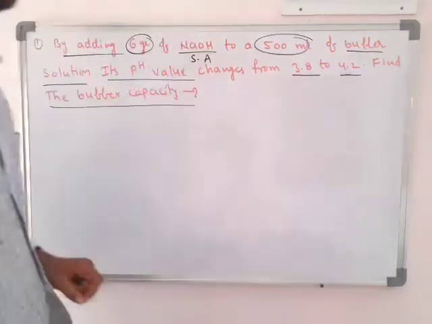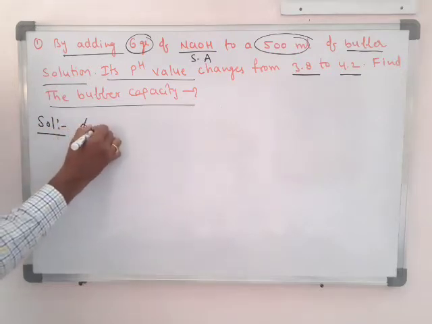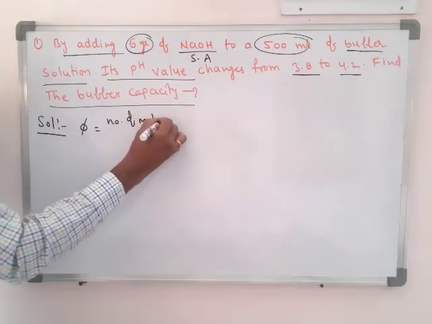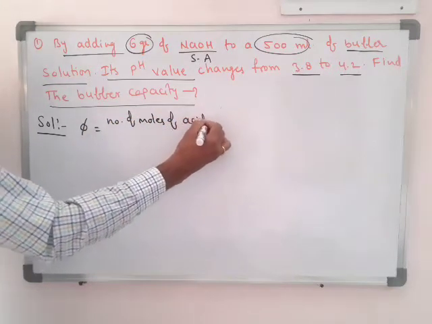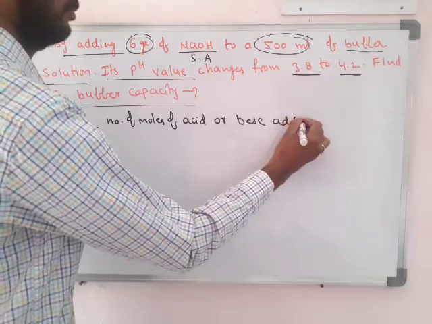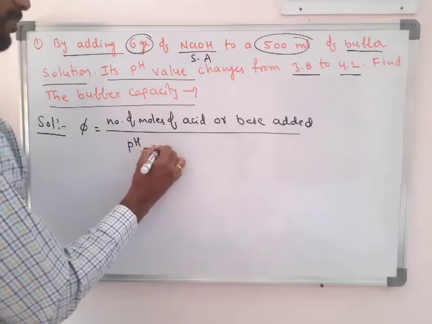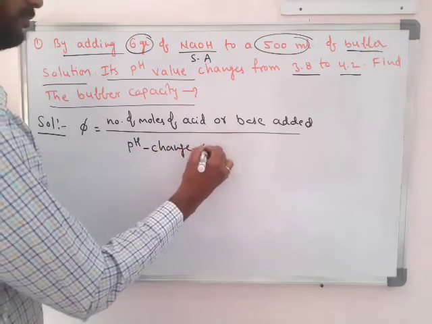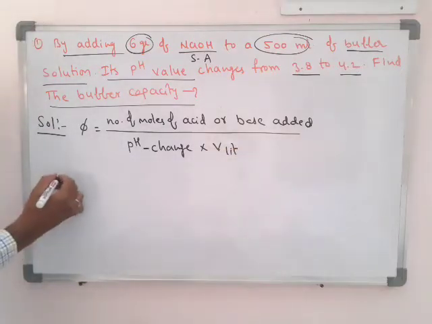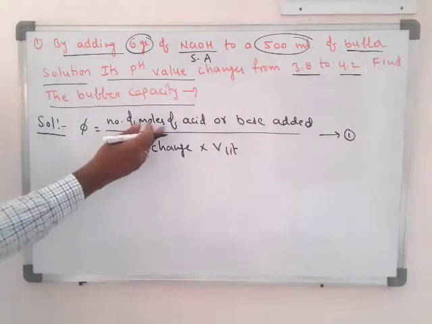Okay. So we already have a direct formula for buffer capacity. Buffer capacity, phi, is equal to the number of moles of acid or base added to the buffer, divided by the pH change, into the volume in liters. Okay, this is the formula. Call it equation 1. Now what is the number of moles of acid or base?